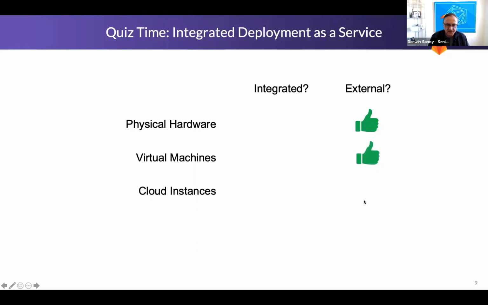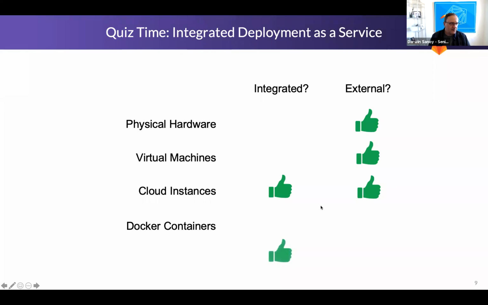Cloud instances. Any guesses on cloud instances? Cloud instances can be either way, depending on how you implement. So they're kind of a hybrid here as well. So if you have AWS ASGs with CodeDeploy, you can either update applications or replace the entire farm with images, so you can create basically an integrated plan.